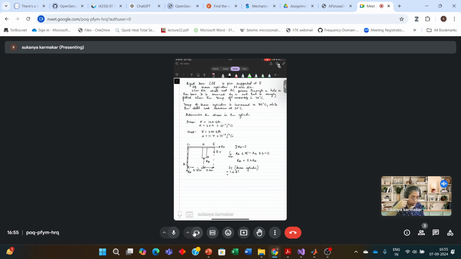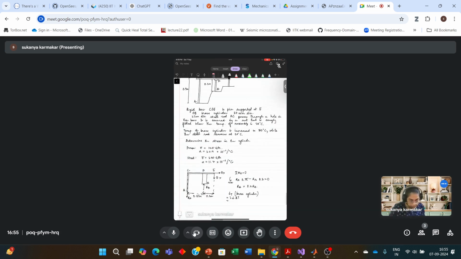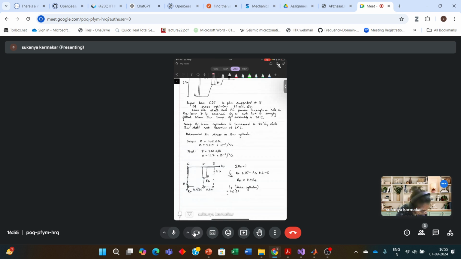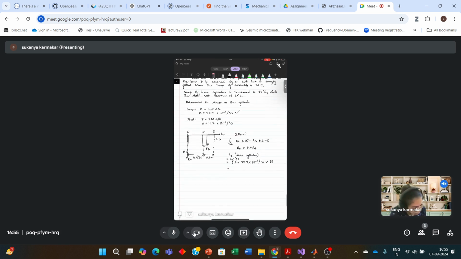Now the length of the brass cylinder is 300 mm, so 0.3 meters. Alpha of the brass is given here as 20.9 into 10 to the power minus 6 per degree Celsius, and the increase in temperature is 30 degrees Celsius. So this comes out to be 188.1 into 10 to the power minus 6. This is the increase in the length of the brass cylinder.